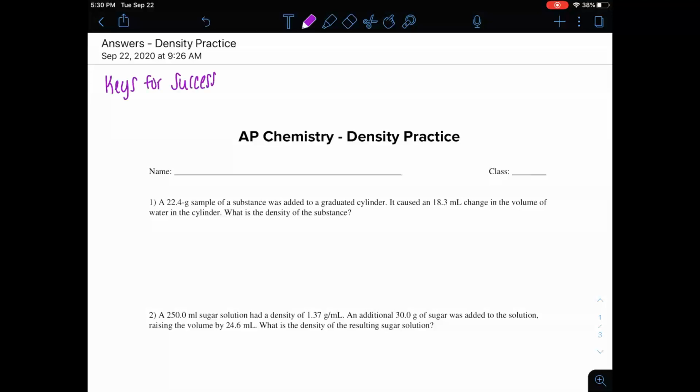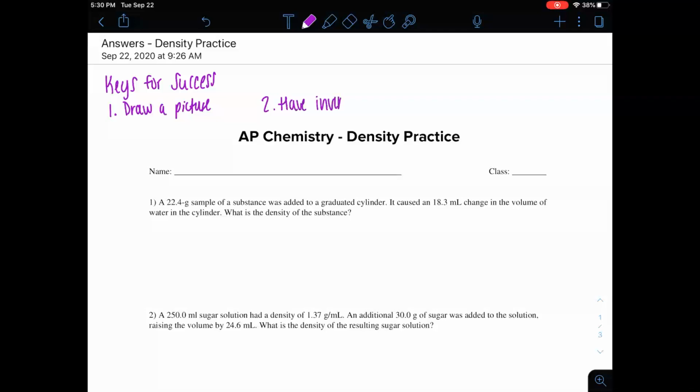Key for success number 1: when you are reading these types of word problems, it is always going to help you to draw a picture. If you draw a picture, you're going to have a better idea of what is being asked of you and what truly you have. And along those lines, key for success number 2 is have an inventory.